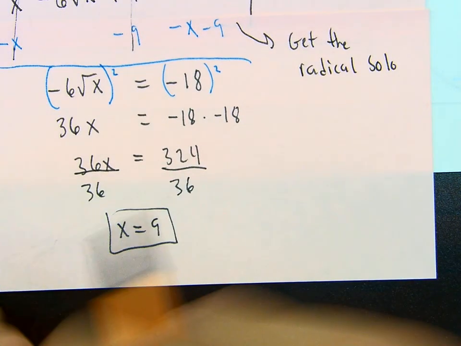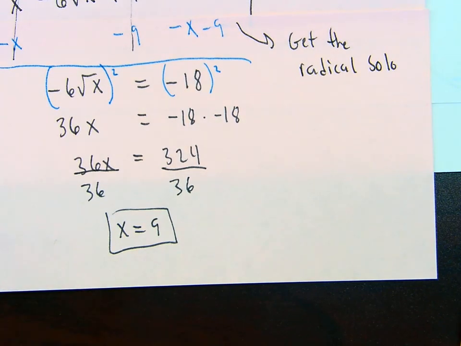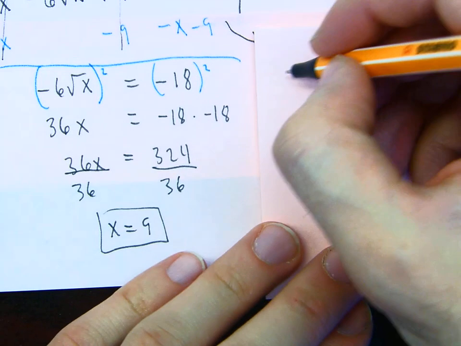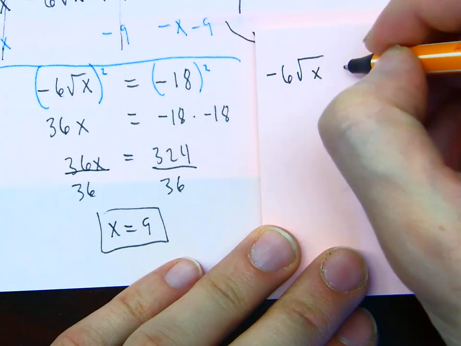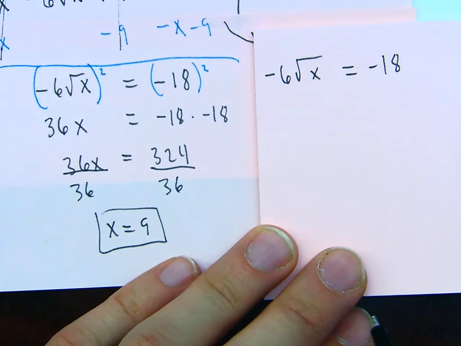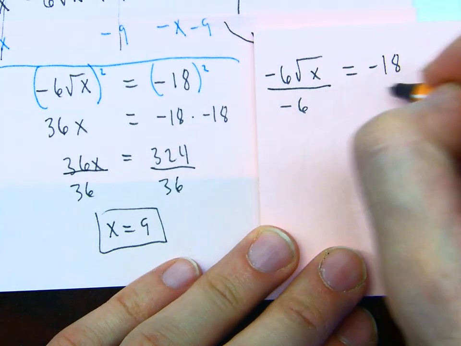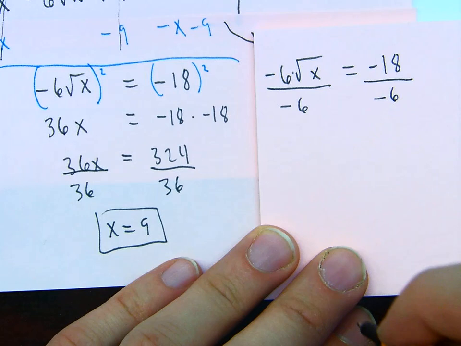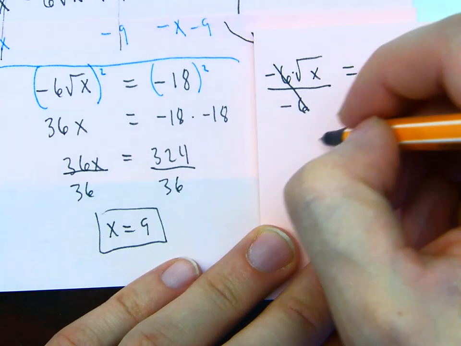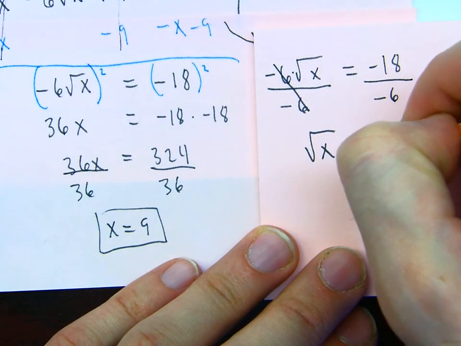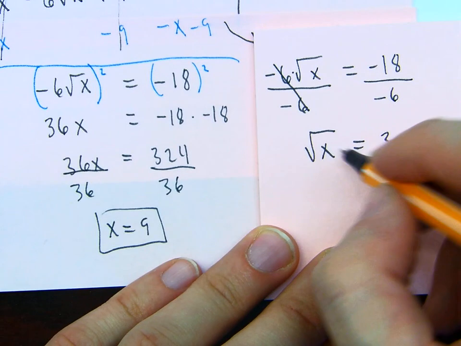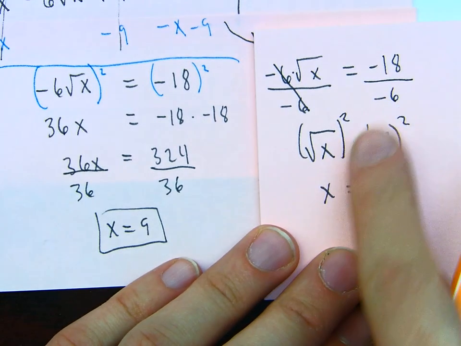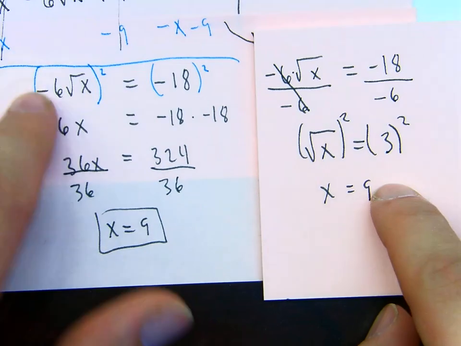Right? Okay. Or, you know what you could have done? I just realized. You see how this was one way to do it. Another way to have done it is, once you got this equals negative 18, you could have divided both sides by negative 6, right? Because what's negative 6 doing to the square root of x? It's multiplying. So you could divide both sides, and now here you have square root of x equals 3. Then you square both sides, and x equals 9. You could have also done it this way too, okay? Or you could have done it that way.